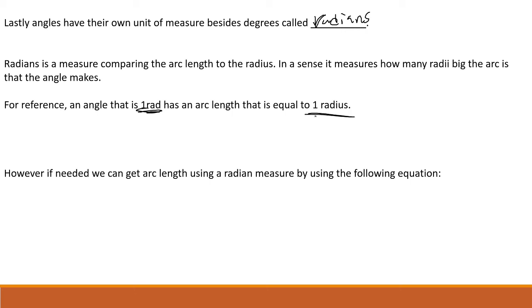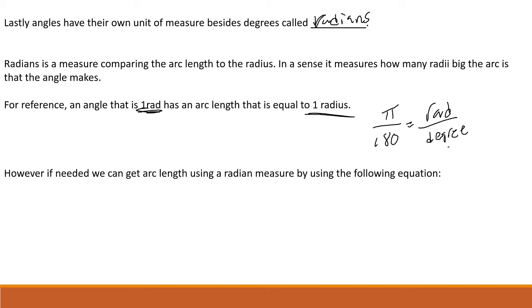So if the radius was 7, an angle with one radian makes an arc length of 7 because it's one radius across the circle's circumference. Now, luckily for us, even though it sounds kind of complicated, there's a fairly simple conversion. To get the radians, you're going to take pi over 180 is equal to the radian over the degree.